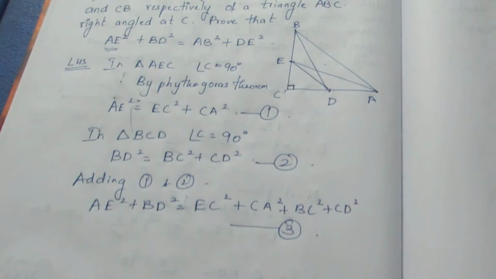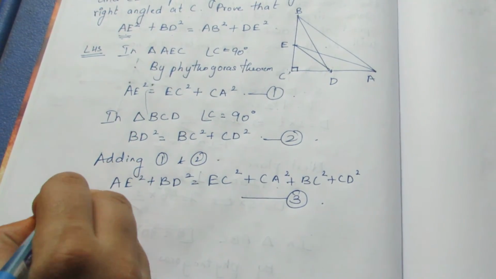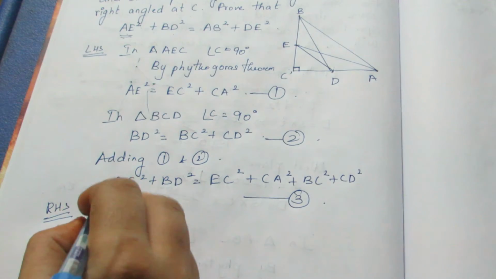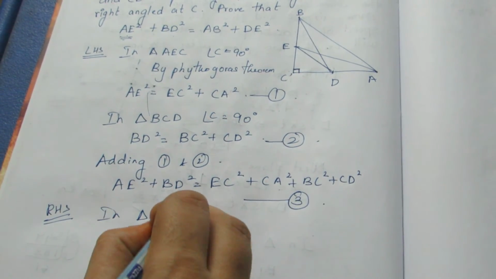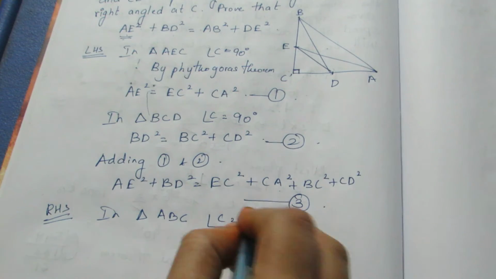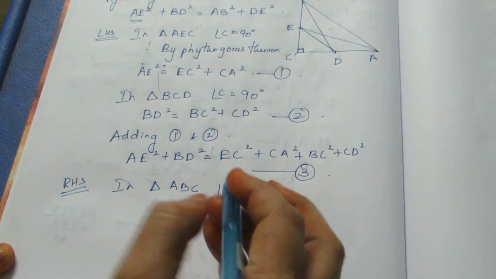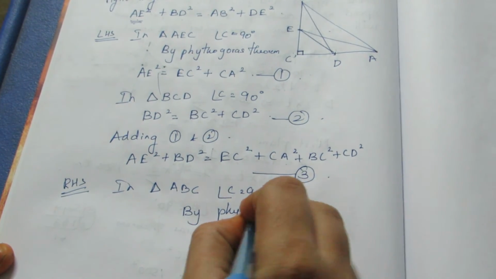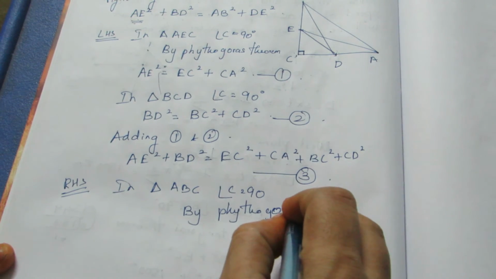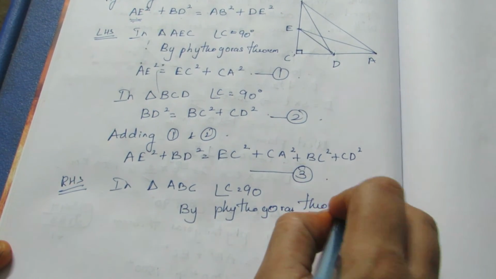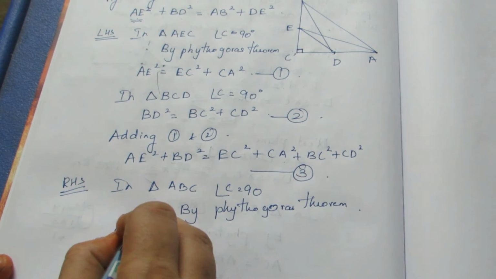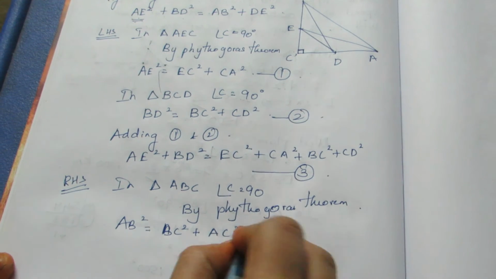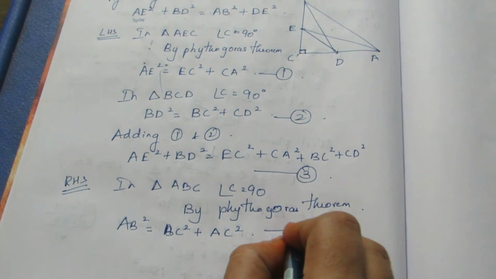Now we'll move on to the RHS. On the RHS side we have AB square. AB is in the full triangle. So in triangle ABC, angle C equals 90 degrees. So by Pythagoras theorem, every time we need to write, I forgot to write this, write by Pythagoras theorem. You need to write what formula you are going to use. So AB square equals BC square plus AC square, or CA square, whatever it is. Let me write this as 4.